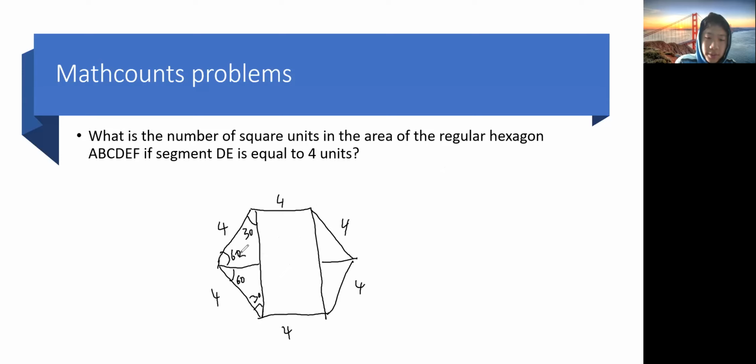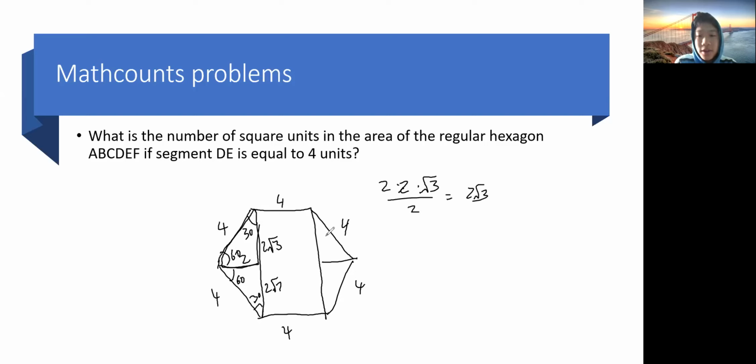Right? This is 4. This will be 2. This will be 2 root 3. Okay? So the area of these two 30, 60, 90 right triangles, well, one of these 30, 60, 90 right triangles will be 2 times 2 times square root 3 divided by 2, which will equal 2 root 3. That's one 30, 60, 90 right triangle.